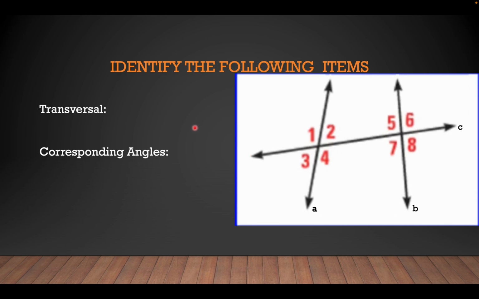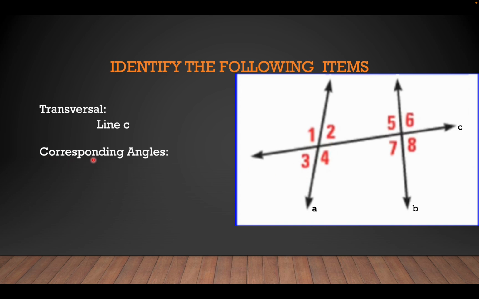Now we're going to get into our two lines, such as line A and B, cut by a transversal. The transversal is the line that connects these two lines. So the line connecting line A and B is line C. So line C is our transversal. When we have this, we're able to connect an angle from this quadrant of four angles to an angle in this quadrant of four angles.